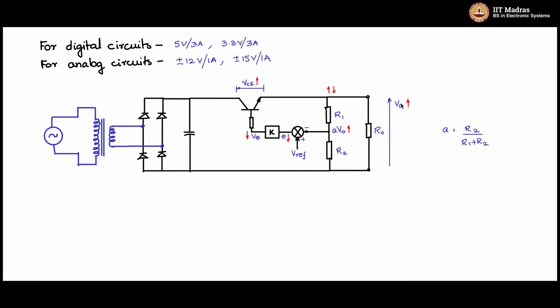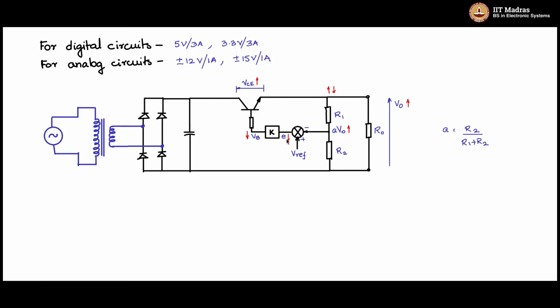Same thing will happen when V0 decreases. V0 decreases, AV0 will decrease, error here will increase, VB will increase, the drive here has increased, and VCE will decrease and try to bring back V0 to its normal value by increasing it. So this is the negative feedback loop operation that will happen.